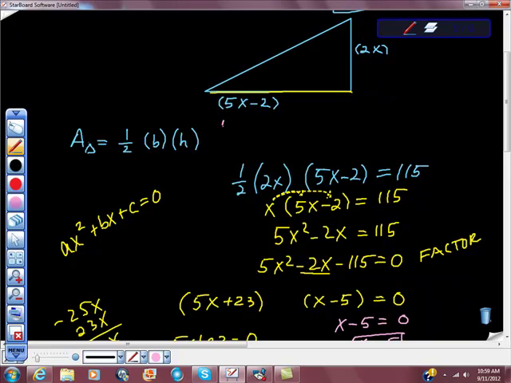So 5 times 5 is 25 minus 2 is 23. And 2 times 5 is 10. So remember, you have to use the equation for the area of a triangle, which is 1/2. So 1/2 base is 23 times height, which is 10, is equal to 115 if you check that math. So it did work. All right?